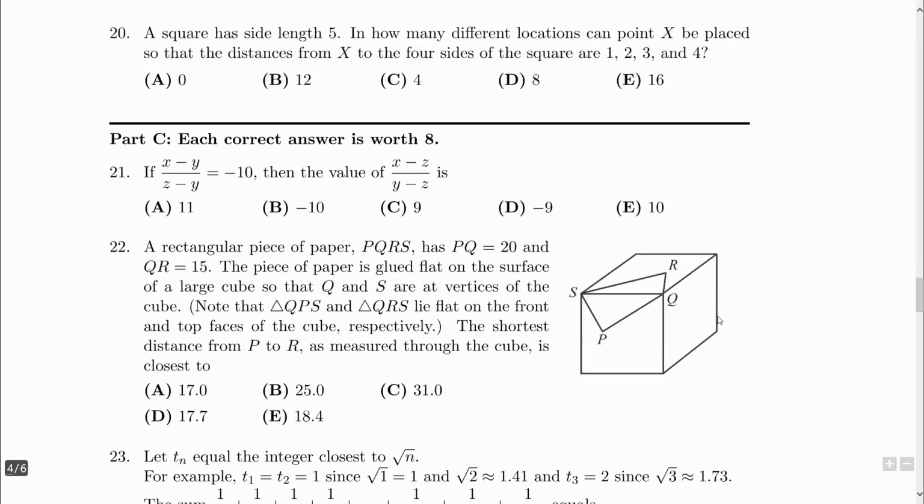Right now, we're dealing with question 21 on our 2010 Fermat paper. If x minus y divided by z minus y is negative 10, then the value of x minus z over y minus z is.